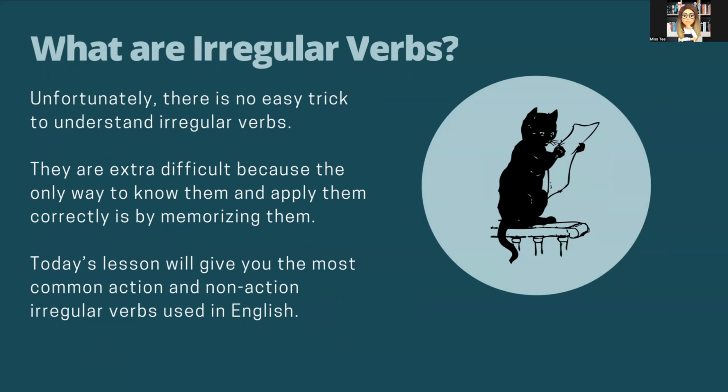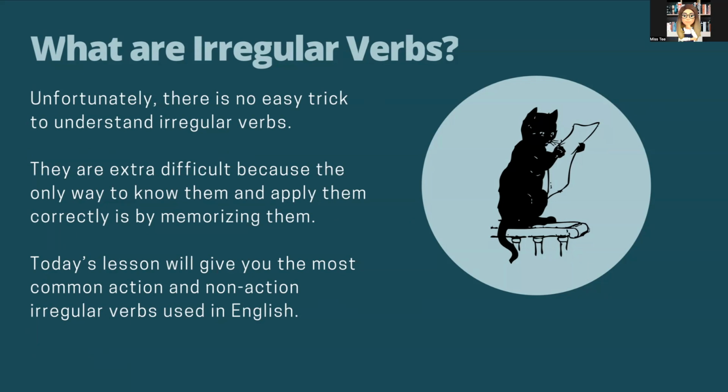Unfortunately, when it comes to irregular verbs in English, it is not easy because there is no easy trick to understand irregular verbs. If you look at regular verbs, we have a very easy, simple trick. Just add d or ed. Very easy. However, irregular verbs are not that easy. They are extra difficult because the only way to know them and apply them correctly is by memorizing them.